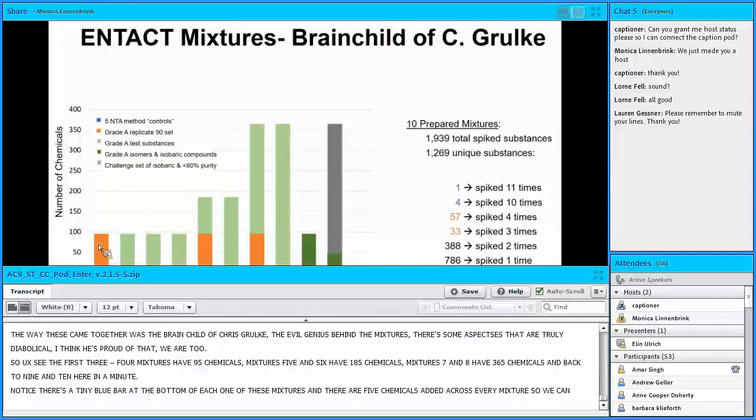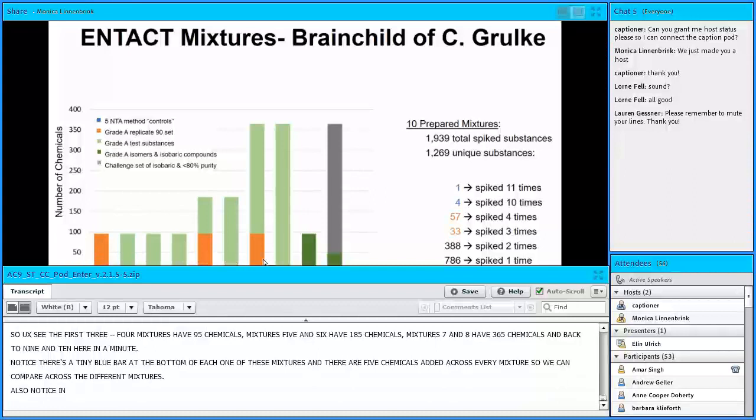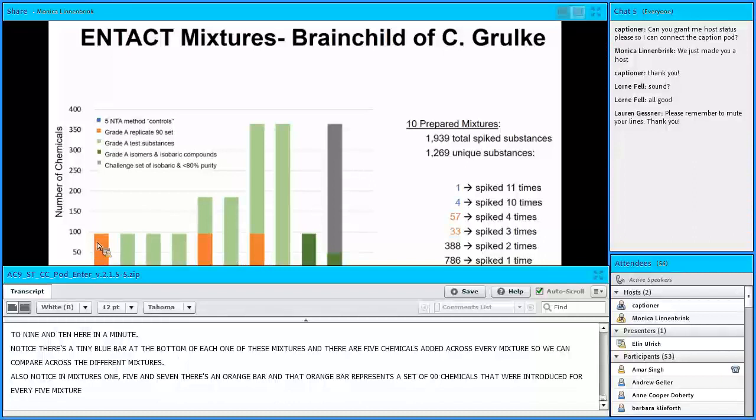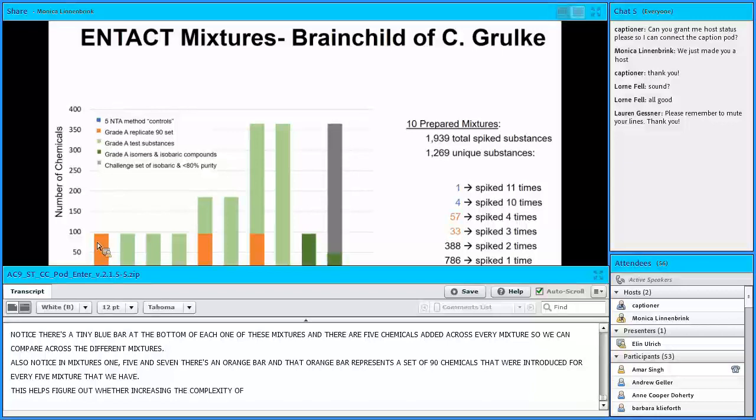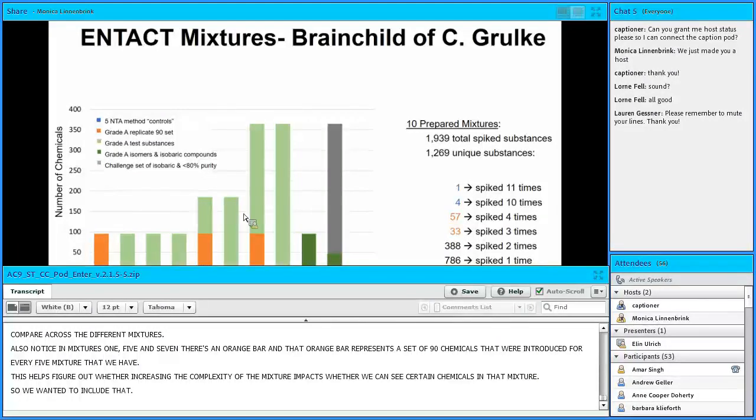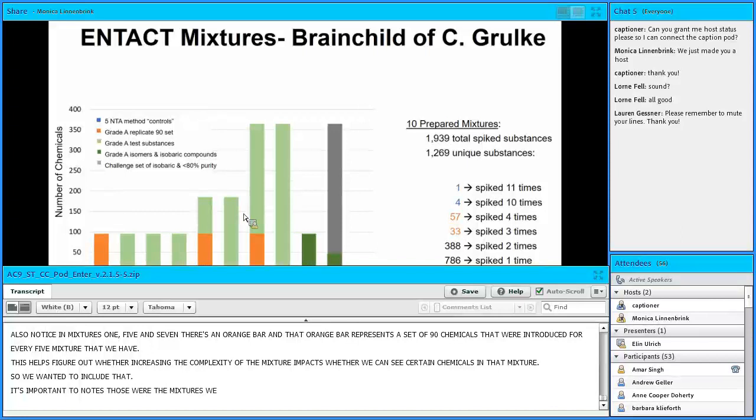You'll also notice that in mixtures 1, 5, and 7, there's an orange bar, and that orange bar represents a set of 90 chemicals that were introduced for every size mixture that we have. So this helps us figure out whether increasing the complexity of the mixture impacts whether we can see certain chemicals in that mixture. So we wanted to include that. And it's also important to note that those were the mixtures that we spiked into the prepared extracts that we sent out. That way we've got a class of chemicals or a list of chemicals that we can compare across all the different matrices.